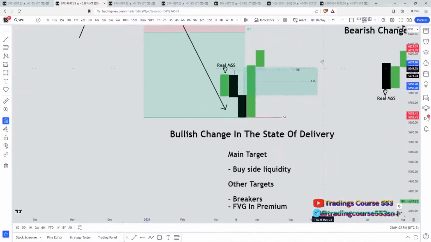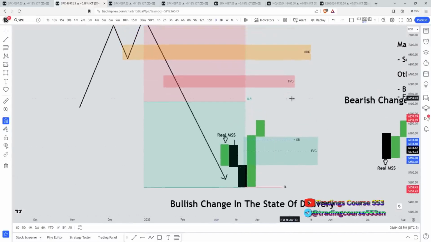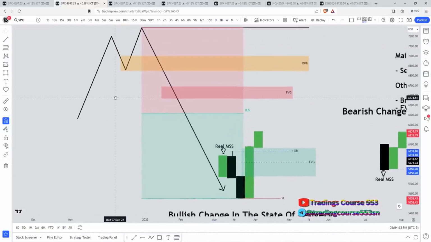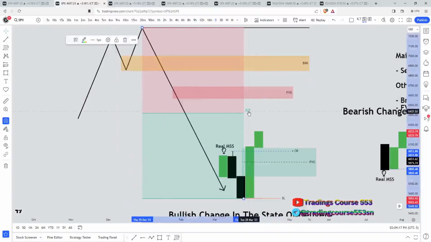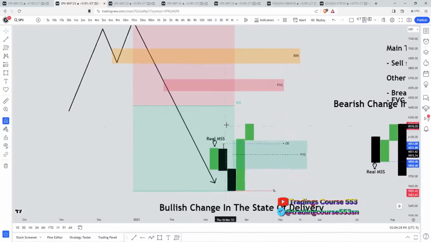So again, the few different targets: buy side liquidity, low hanging fruit targets, breakers, and fair value gaps in premiums. 90% of the time I'm targeting the old high up here. If I'm just looking for a low hanging fruit target, I'll target a fair value gap above the 0.5 fib or the breaker. Okay, so we have the high, low, higher high, lower low, the down close candle or series of down close candles in the low. So that's the bullish change in the state of delivery.